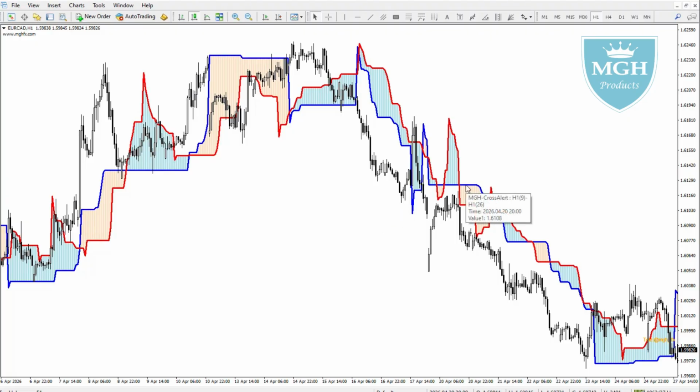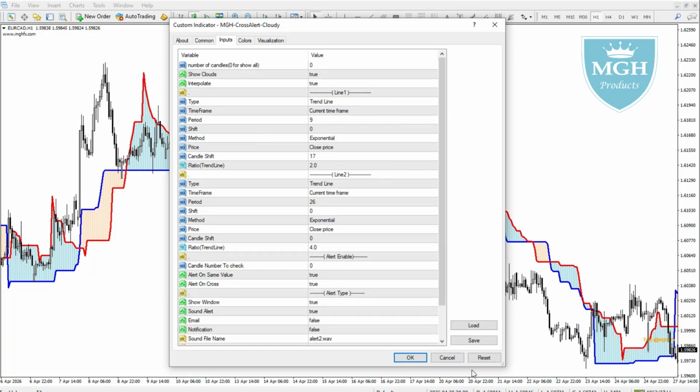In scenario 6, we mix two different line types. Line 1, Ichi line period 9, Tenkan-sen on the current time frame, and line 2, MA line period 100, method exponential, yes, that's EMA 100, also on the current time frame.